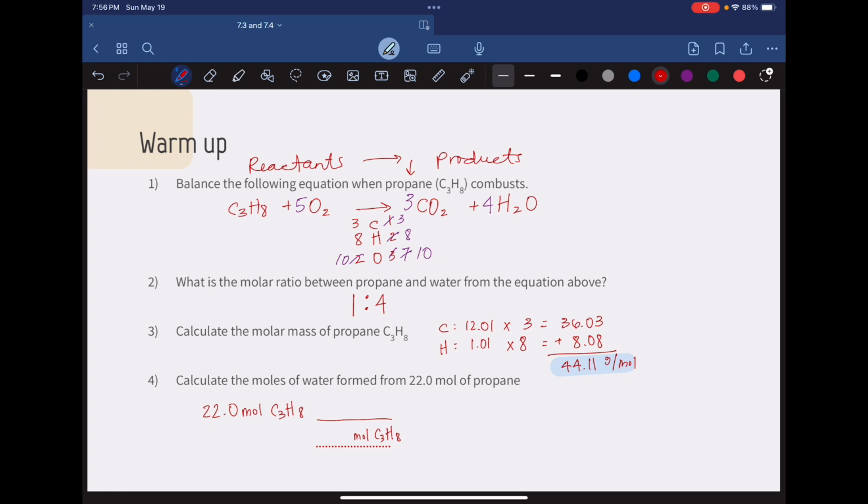Since there's no number in front of propane, it's 1. And then we are going to water. So it's 4 moles of water at the top. Put parentheses around it. We don't need to convert anymore because it's just going for moles of water. Moles of propane will cancel, leaving you with moles of water. 22 times 4 is 88.0 moles of H2O. And that's your answer. Great job.